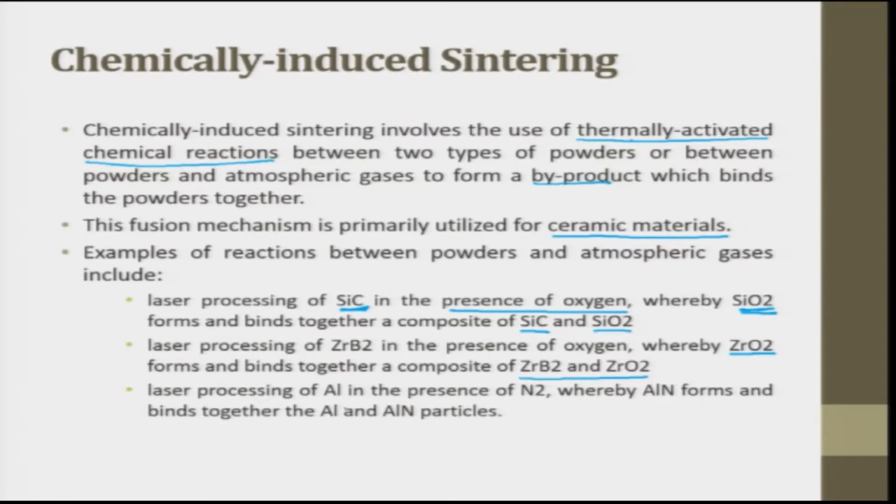The laser processing, why everywhere you see laser? Because laser gives you high power density, laser gives you selectivity, that is why we use laser. Laser processing of aluminium in the presence of nitrogen forms AlN and binds together with Al and AlN particles. Okay. So this is chemically induced sintering.